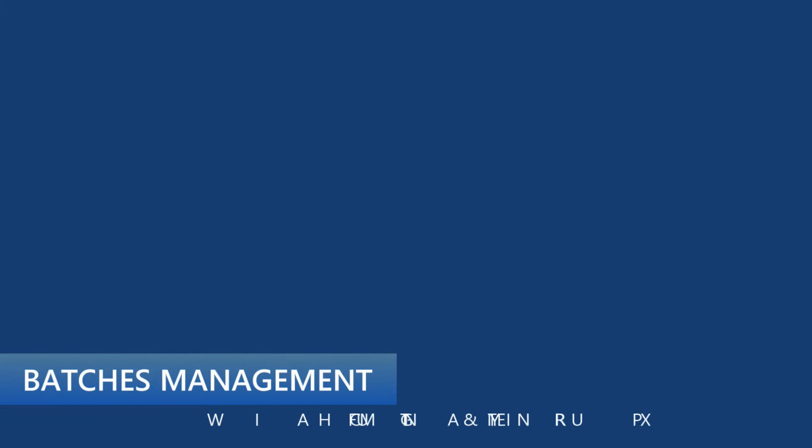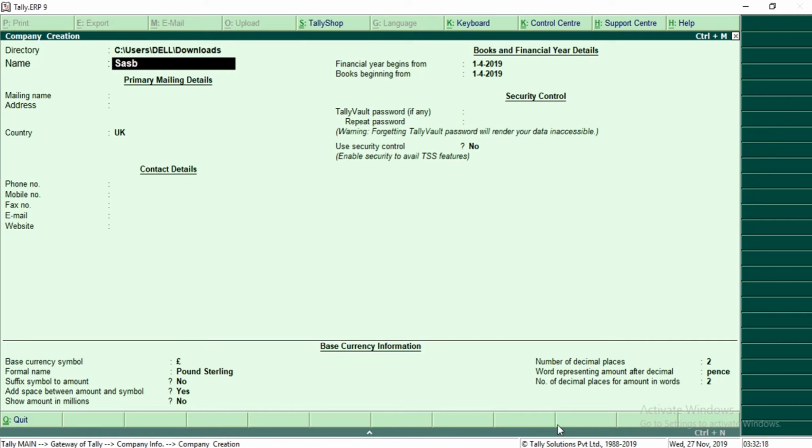Friends, now in this video session we'll discuss how to create batches, then how to set up date of manufacturing and date of expiry, then how to allow and how to disallow sales of expired products in the Tally application. So here I'm going to create a new company with the name SASB Traders.